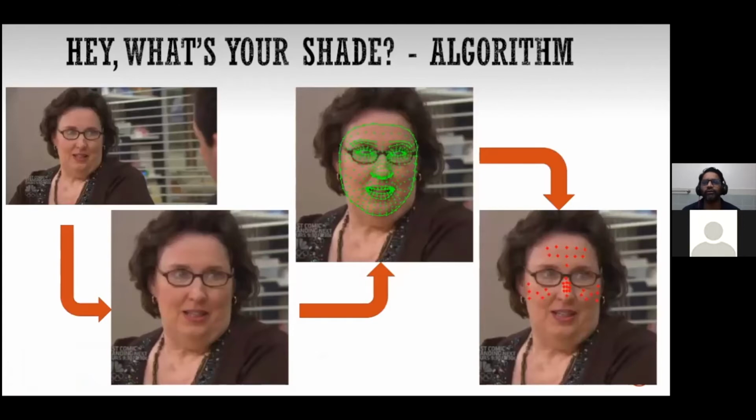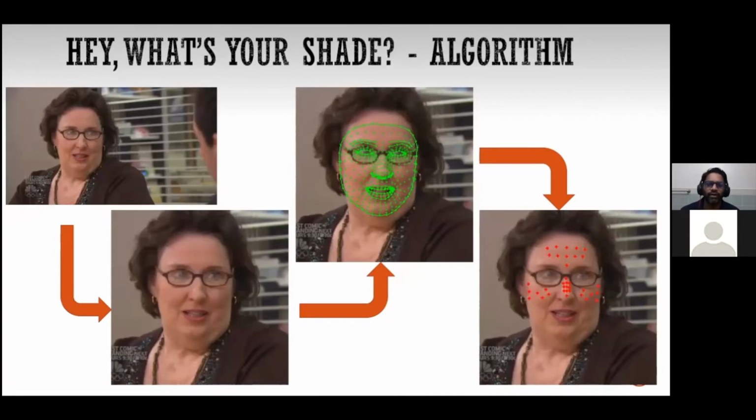And so to do that, we first would identify an image. So here I'm using a popular image that everybody knows. Everybody knows Phyllis from The Office, right? We take that image, we'll identify the face, crop out the areas that we don't need around the face, and then we'll apply what's called a face mesh, which will identify landmarks within the face region.